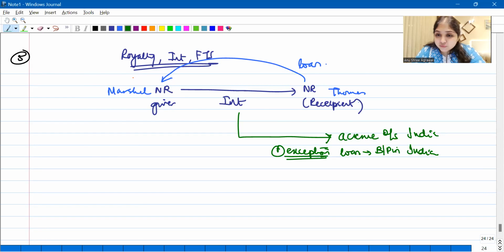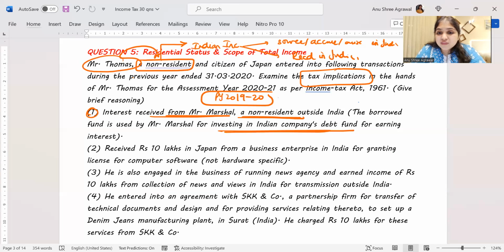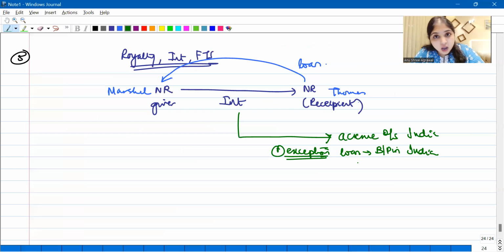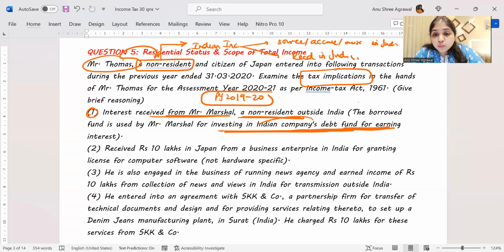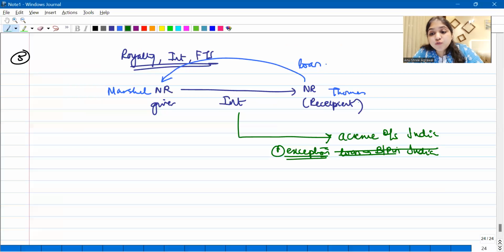What is Marshall doing with the loan? He is using the loan for investing in Indian companies' debt fund. So guys, tell me, is he using the loan to do business or profession in India? No, he is using the loan to buy an asset in India. He is using this loan to invest money in India. He is not using the loan for a business or profession in India. So exception will not apply. So therefore the general rule will apply. So therefore what will you conclude? It is accruing outside India.